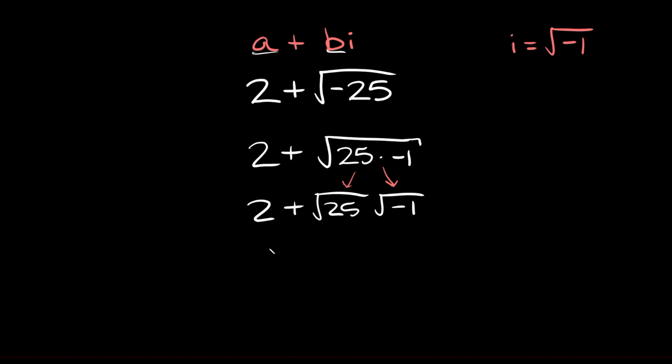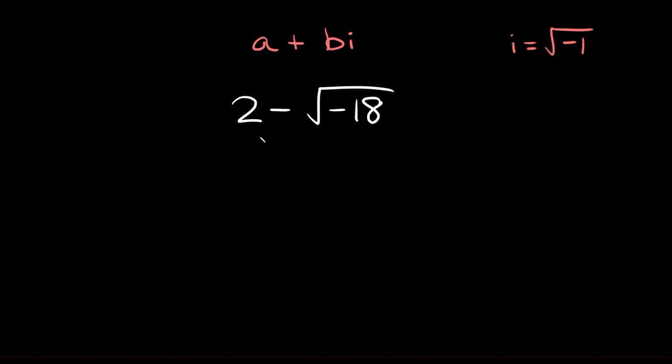So now we can simplify this a little bit more. We can say 2 plus, and the square root of 25, that's easy. That's just equal to 5. And then, like we said, the square root of -1 is equal to simply i. So then here we can rewrite this complex number as 2 plus 5i. All right, here's the next problem we're going to try.